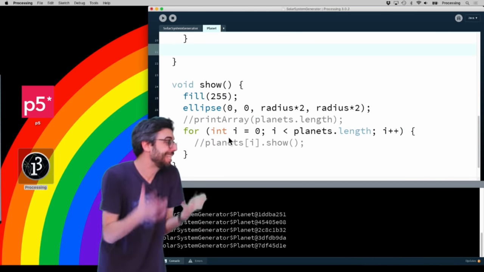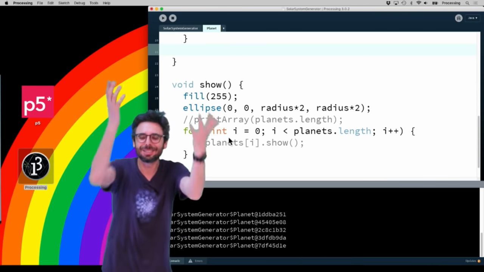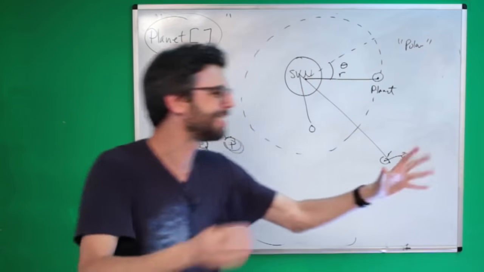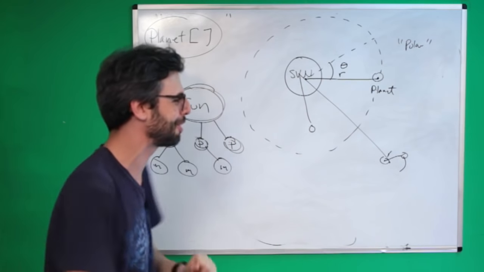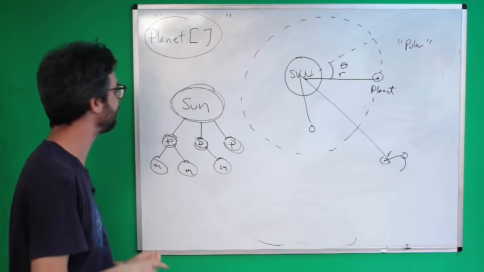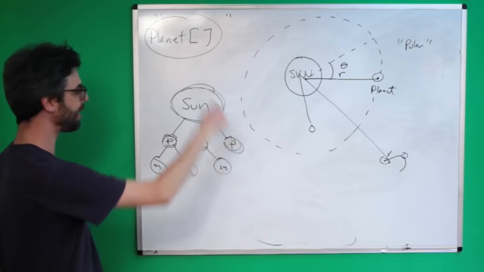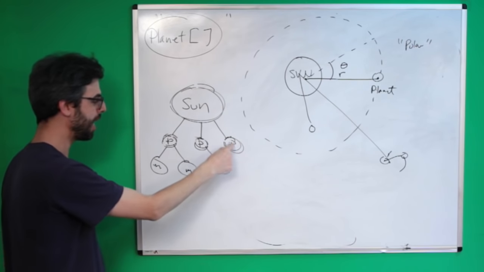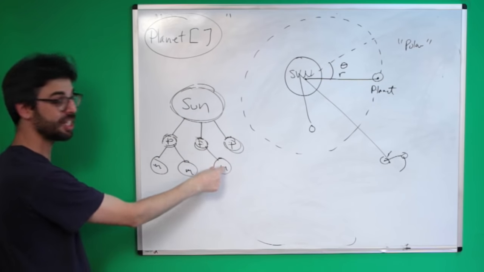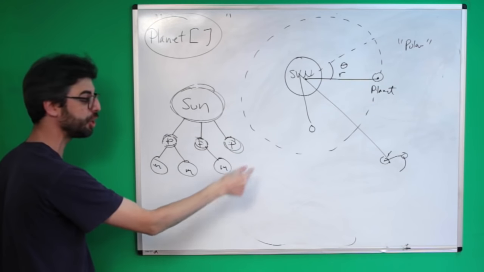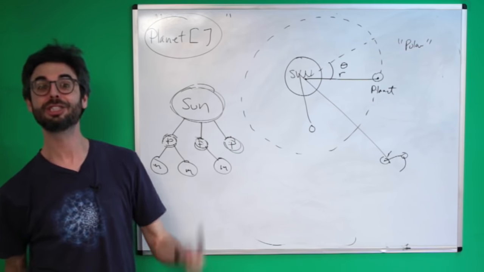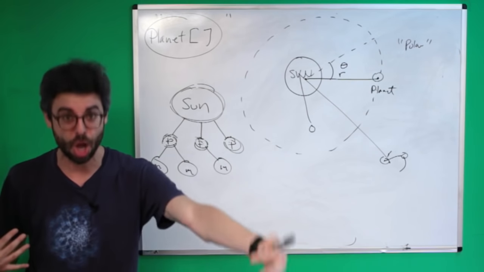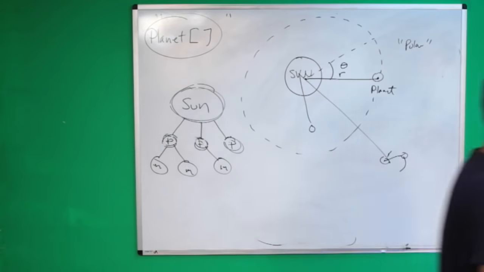Oh my goodness. Because of this whole recursive system I have, of course, people watching this live, you've all probably been yelling at me for the last 30 seconds. Because of this recursive system, I say, hey, planet, show yourself, then show your children. Boom, boom, boom. And each of you children, show your children. And each of you children, show your children. Oh, you don't have any children? Null pointer exception. So at some point, one of the planets will have an array that is null. So I need to make sure that I check that.